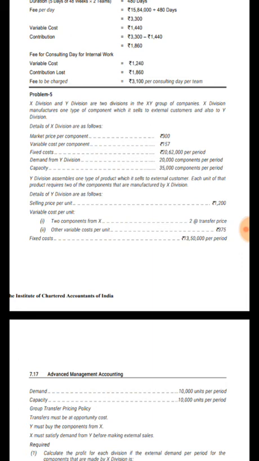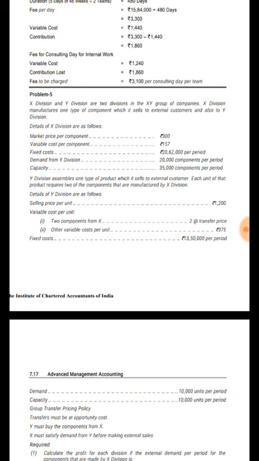Now Y division assembles one type of product which it sells to external customers. Each unit of that product requires two of the components that are manufactured by X division. So Y division is manufacturing something and selling it to the external market. Whatever Y division is manufacturing requires two units of the component produced by X division. So, details of Y division are as follows.